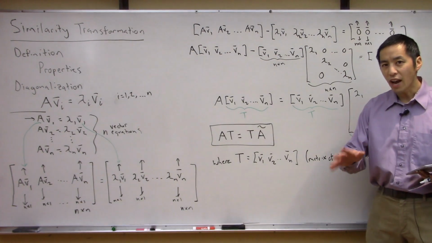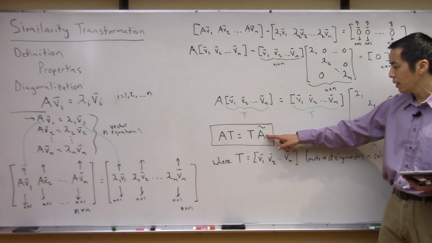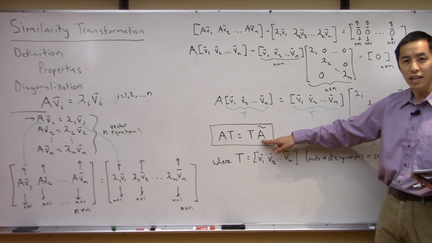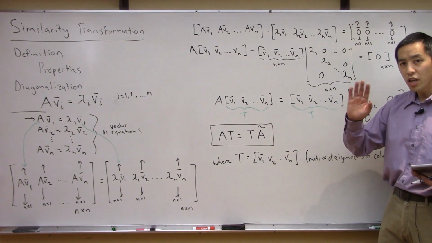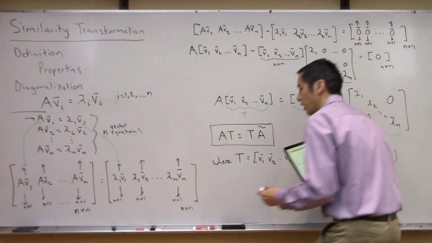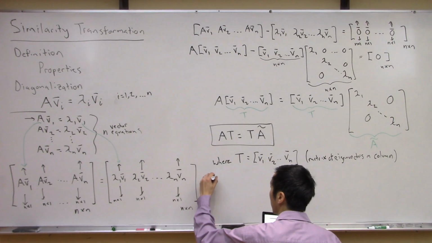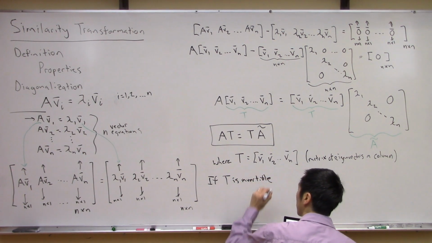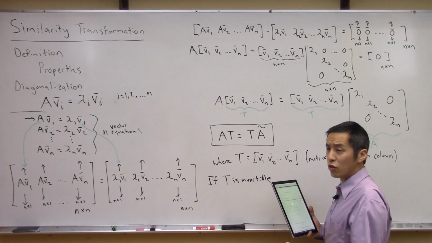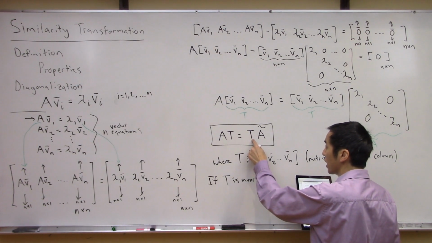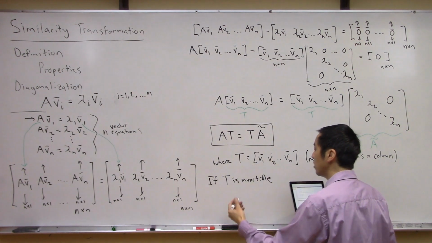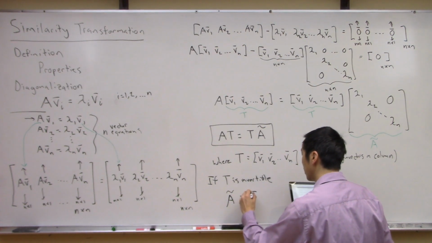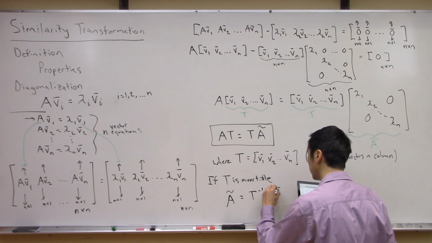So we actually haven't done a full similarity transformation yet because I haven't isolated A tilde, right? Now, here's where we have to pay a little attention. Now, if T is invertible, right? If T is invertible, that's great, because if that's the case, what can I do? I can isolate A tilde and we end up with our usual A tilde is going to be T inverse A T, right?